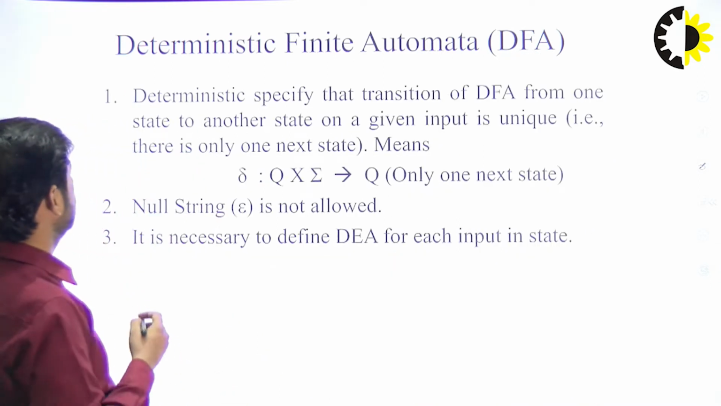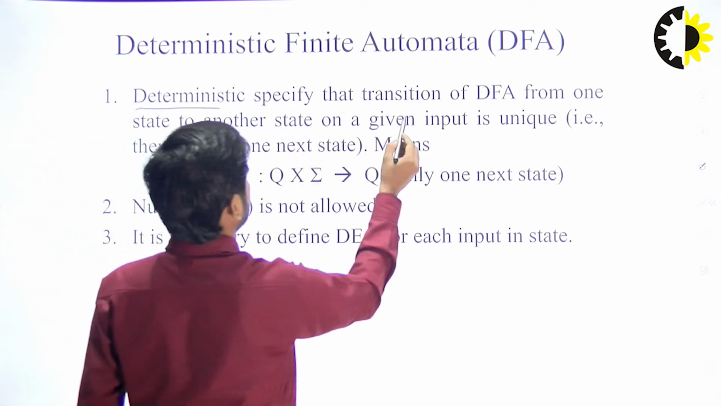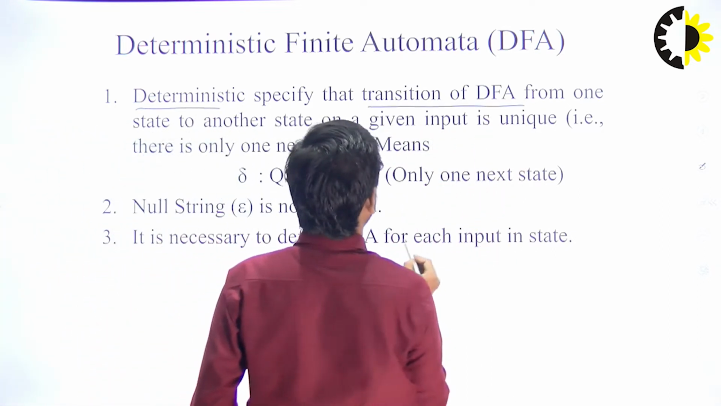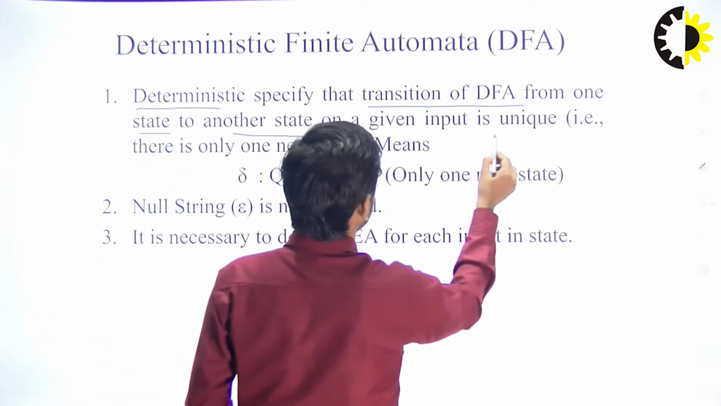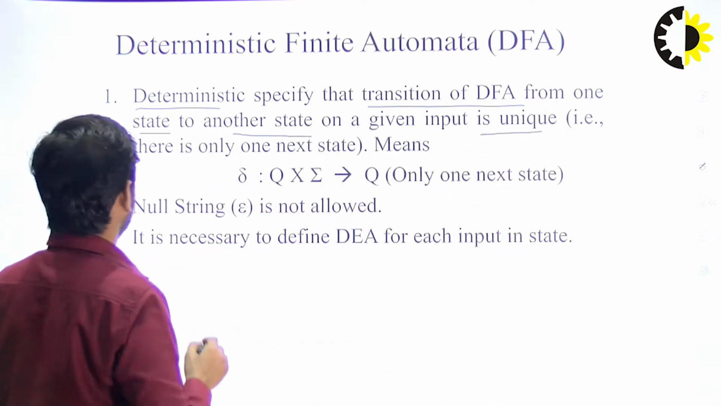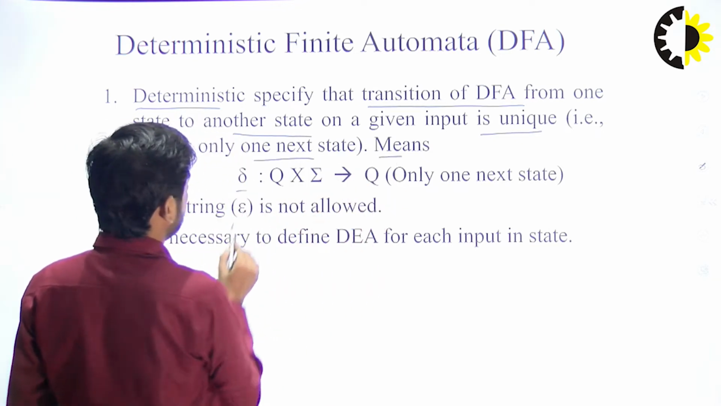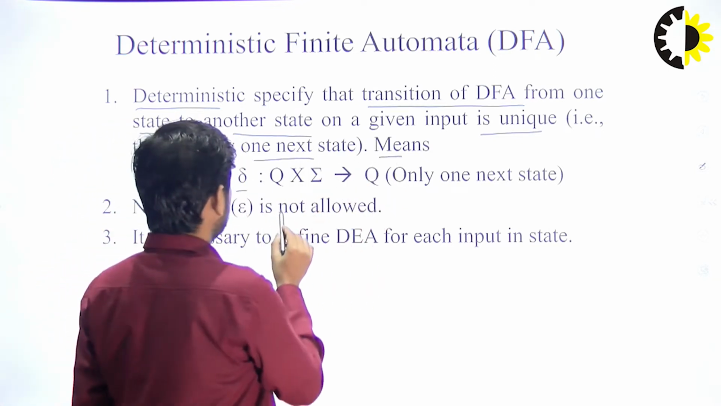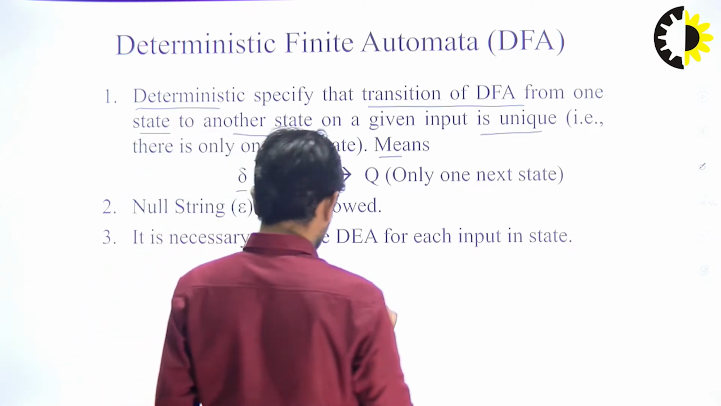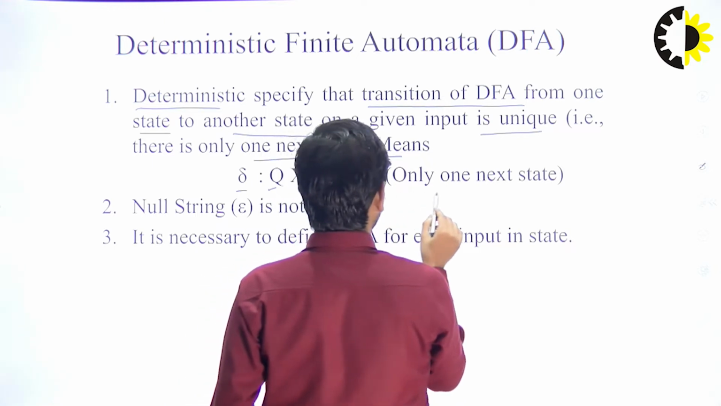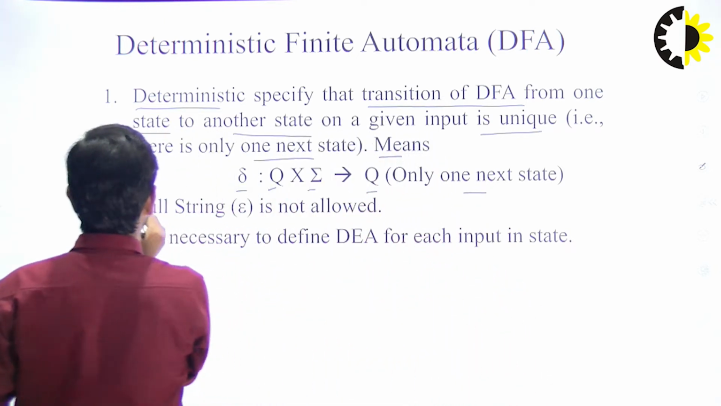There are a few points. Deterministic specifies that the transition of a DFA from one state to another state on a given input is unique. That is, there is only one next state: the transition function on state Q, applying input alphabet sigma, goes to only one next state. So what does it mean?